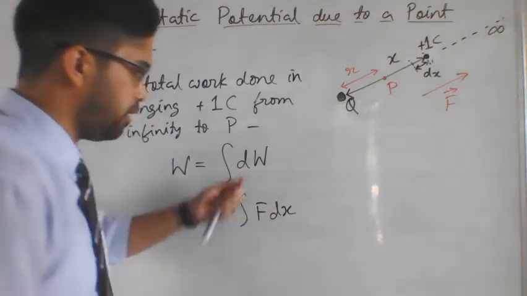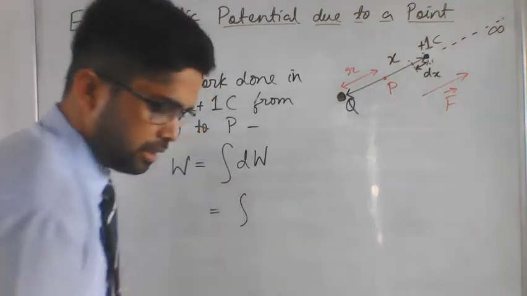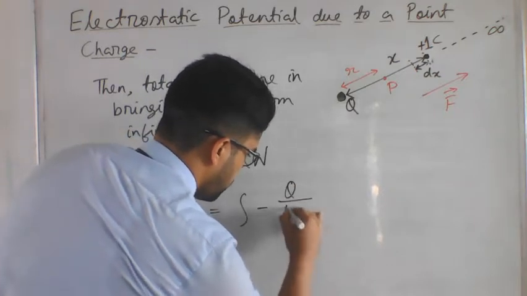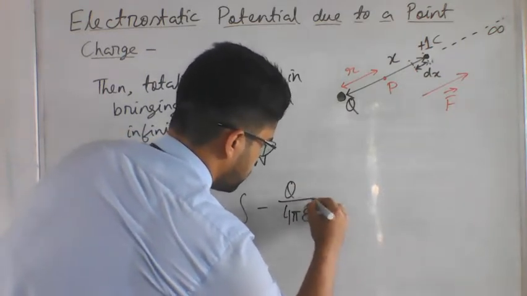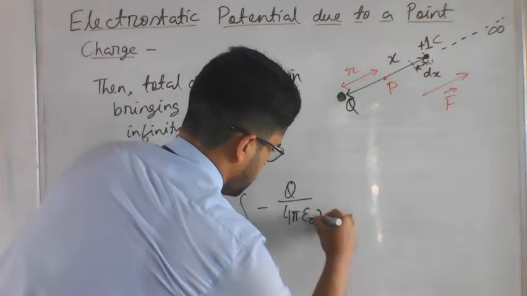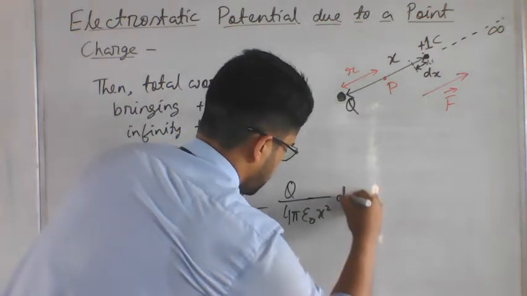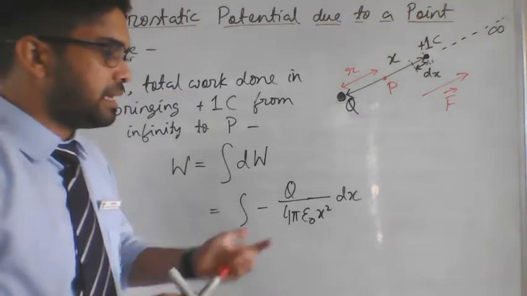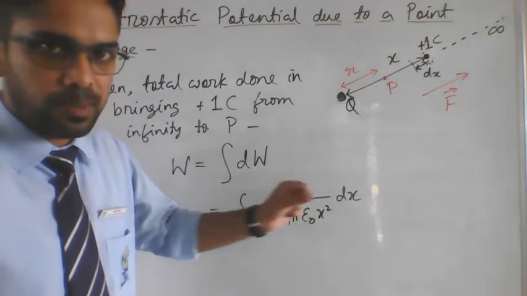So let me write it directly. What did we get earlier? It was minus q by 4 pi epsilon naught x squared times dx. Okay, so we are integrating along the small displacement dx.